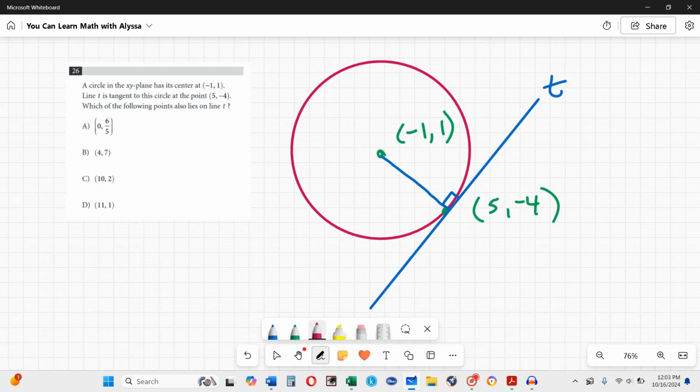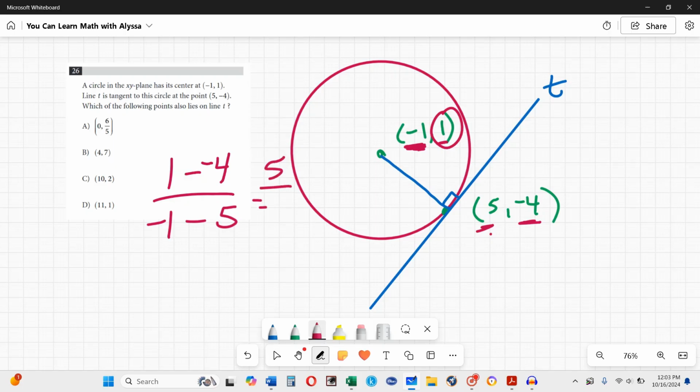What I mean by that is if I start with my -1, 1, I start with that y that is 1, and then I'm going to subtract the other y. Now for the bottom, I need to start with this point again, -1. I cannot start over here with the 5. I started with the 1 on top, so now I have to do the -1 on the bottom. -1 minus 5. So 1 minus a -4 is 5, and -1 minus 5 is -6. So the slope of that line that goes from the center to that point is -5/6.